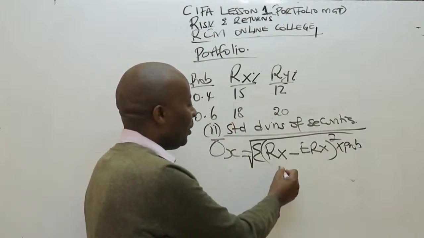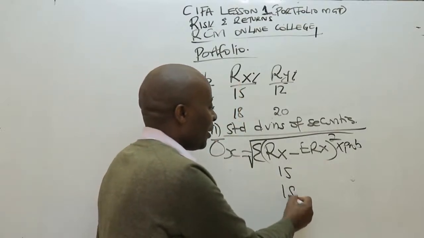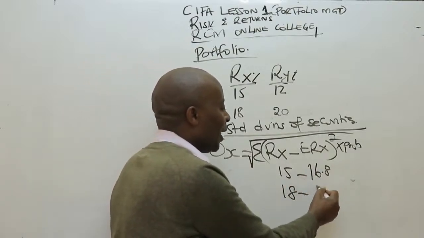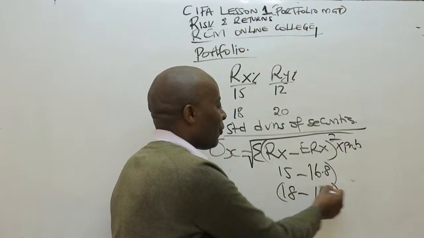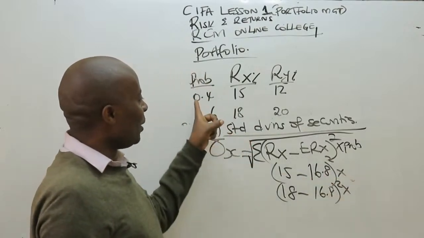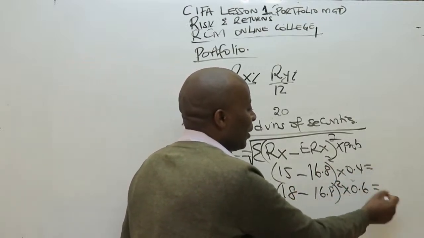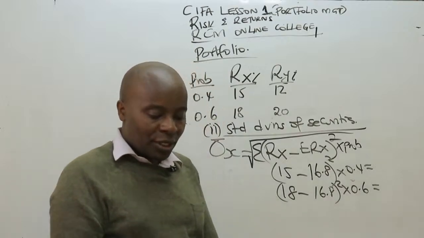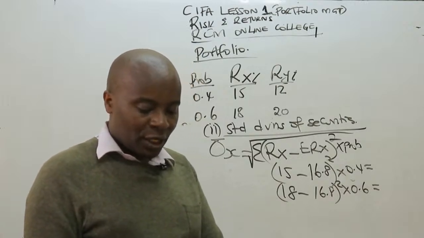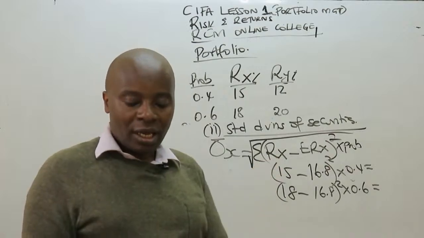I will come and pick the actual returns of X, 15 and 18, minus expected returns of X that we got, 16.8, 16.8. From there, I'll come and square, times the probability. The probabilities, I already have them here: 0.4 and 0.6. So please come and give us figures. Please don't get the square root first. Square root will come after you have summed, after summation.